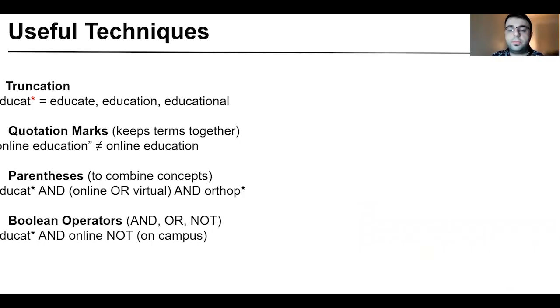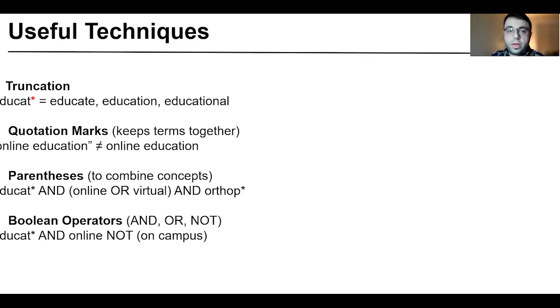Truncation means, for example, if you are looking for education, you might also want to look for educate, educational. So different words starting with educate. You can use these asterisks over here and just write the first letters, like EDUCAT, and the rest you can just put the asterisks over here. And the PubMed search strategy will also look for all these words by using this technique.